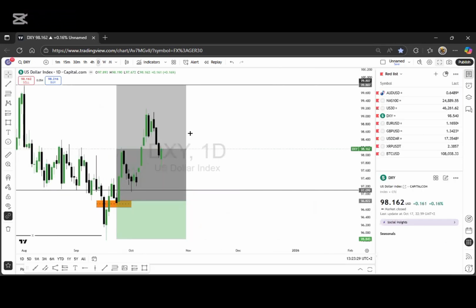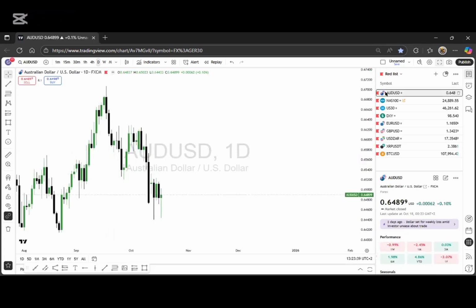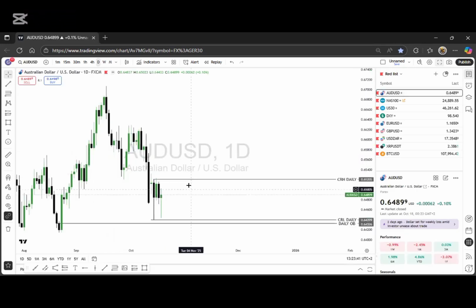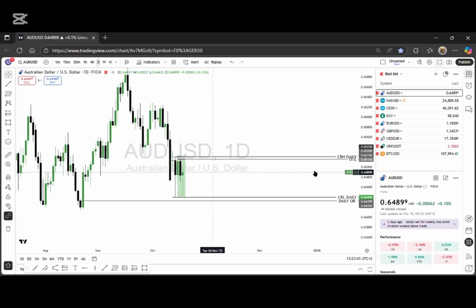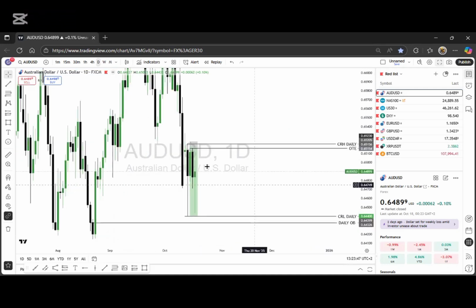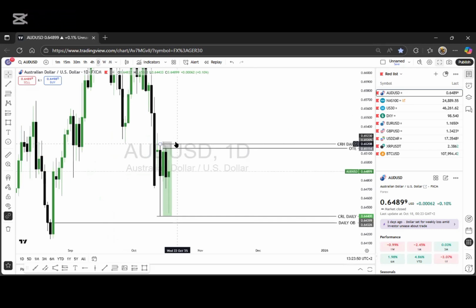Now from this, I know I can go to the other pairs like AUD USD. Same thing that happened here: CRT high, CRT low. This one was on daily, and then this was Tuesday. Then on Wednesday price swept the Tuesday high.